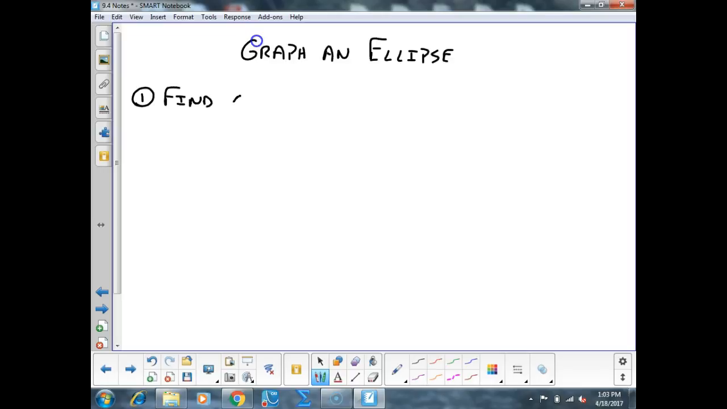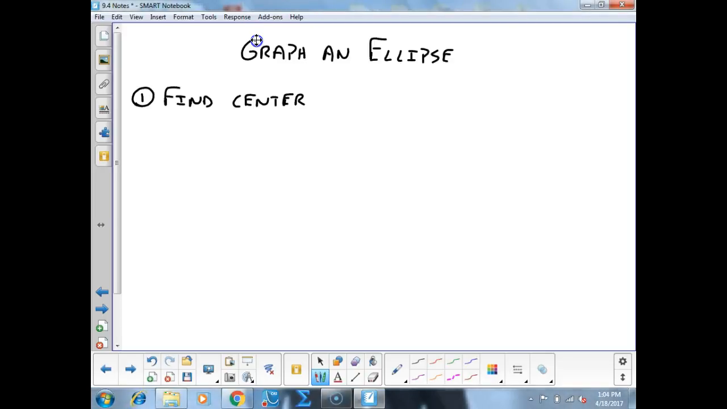Second, how do we find the center? You look in the parentheses. Think oppositely of what's inside of the parentheses. X with X, Y with Y. We think opposite. What's inside there? Okay. That gets us our center. Fantastic. Next.